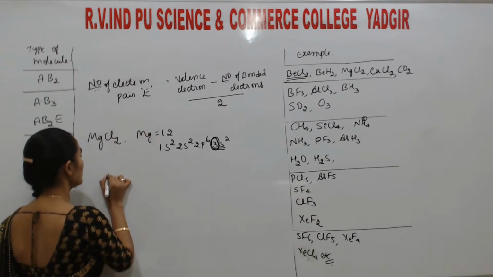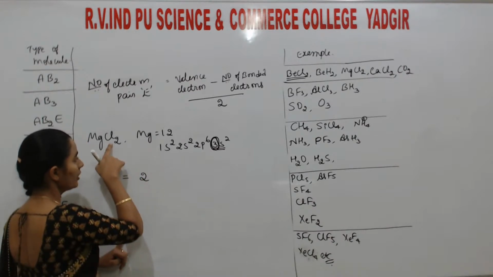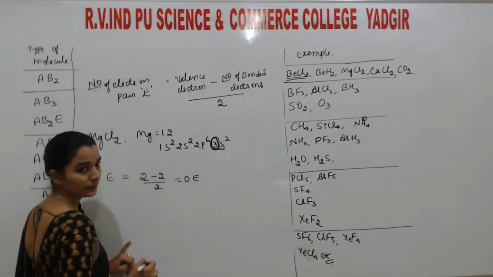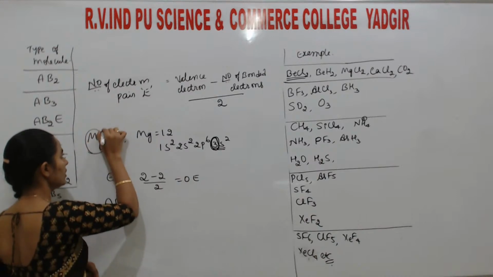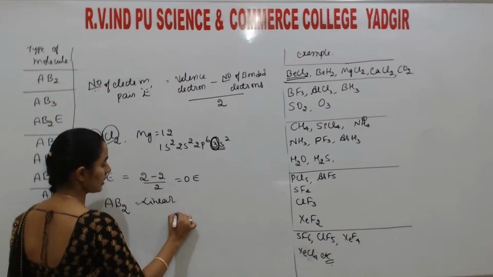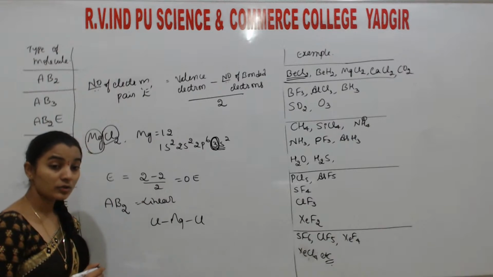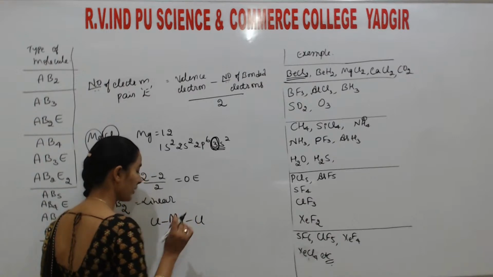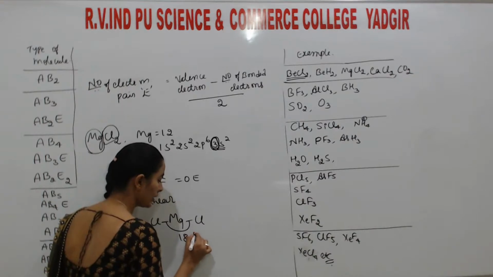Means according to this, number of electron pairs is equal to valence electrons, 2. How many are bonded here? 2. So divided by 2 means 0 electron pair. This is also a molecule of AB2. A is this, B is this. AB2 means linear in shape, that is MgCl2. And also students, this also tells about the bond angle between them. So here the bond angle is 180 degree.